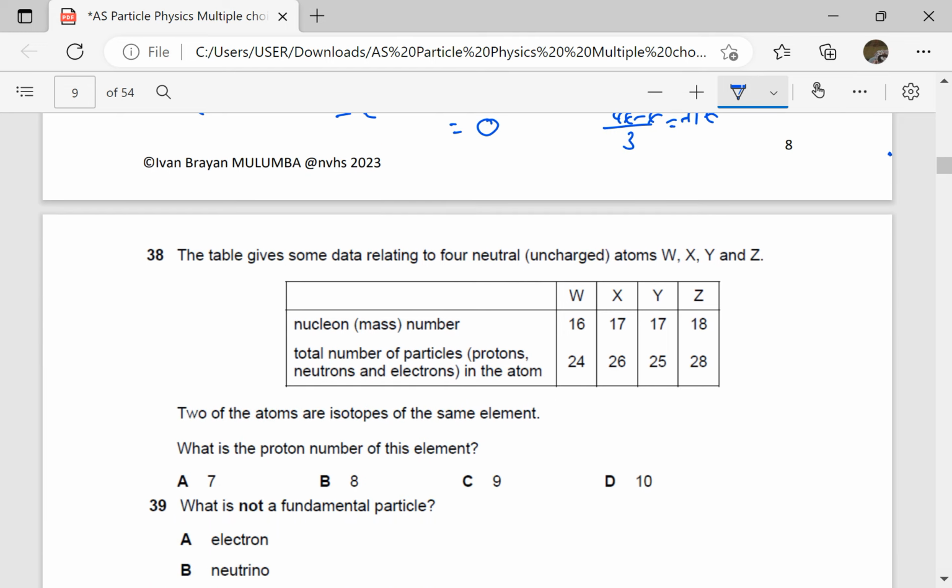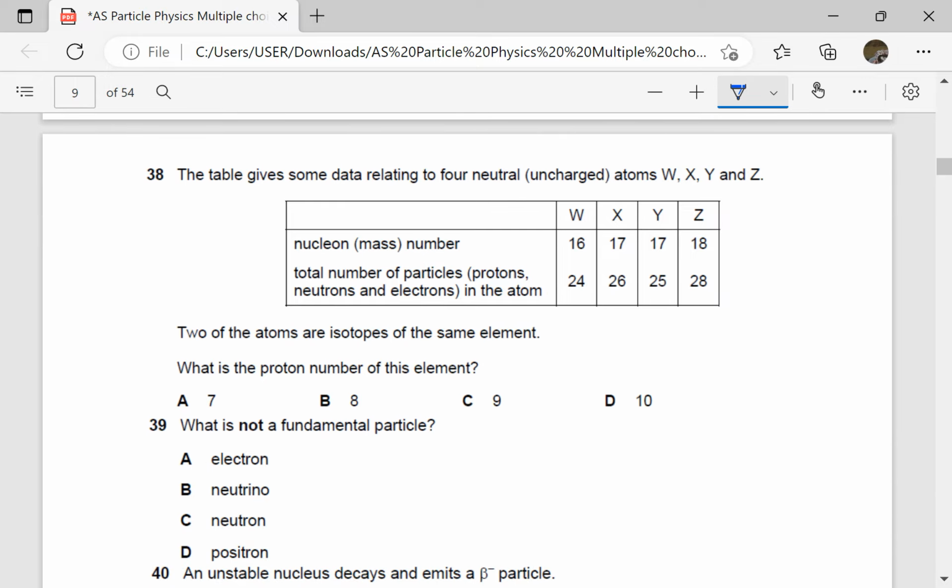The table gives some data relating to 4 neutral, uncharged atoms, W, X, Y, and Z. Nucleon mass number is given. Total number of particles, protons, neutrons, and electrons in the atom is given. So two of the atoms are isotopes. Isotopes should have the same proton number. Here they have given us the total number of particles, protons, neutrons, and electrons in the atom. What is the proton number of this element?